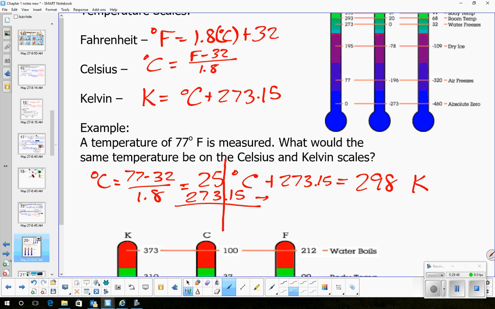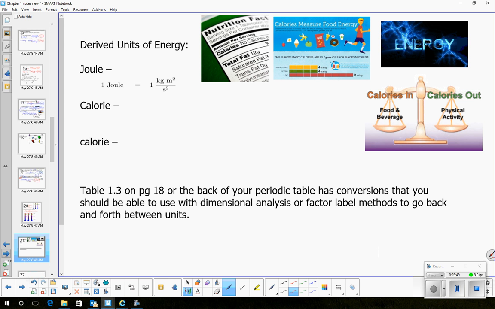We're going to be working with energy units also. And with energy units, they are derived units, and we're going to be putting them in our analysis in our lab.